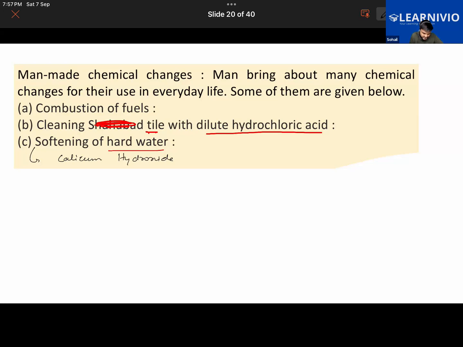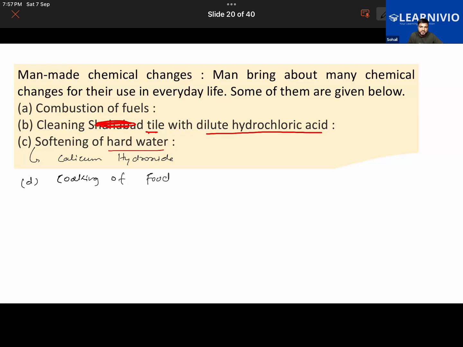Apart from that, some other chemical changes we can count, like cooking of the food, isn't it? Cooking of food is also a chemical change, right? Because a new product is formed and you can't get back the raw vegetables once it has been cooked. So these are some of the man-made chemical changes that are brought about by us humans in our everyday life. Have you understood what is hard water?